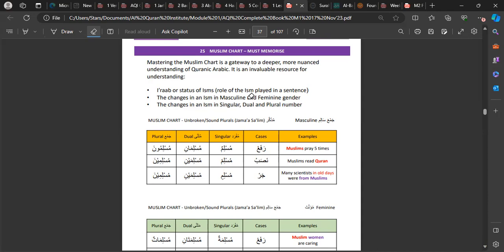I want someone to tell me the unique characteristic that the Muslim chart tells you. What is unique about the Muslim chart, and what information, what characteristic does it tell you about a word, and what type of word? If anyone can answer that in the chat or by their mic, let's see who has it. Not the most important, but one of the most important things of the Muslim chart. And if no one comes forward, then I will have to pick people.